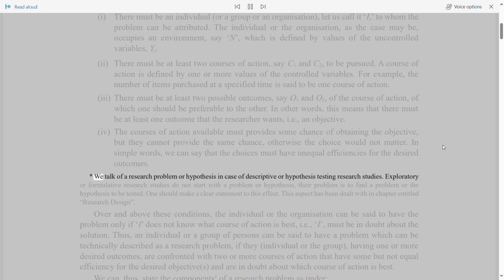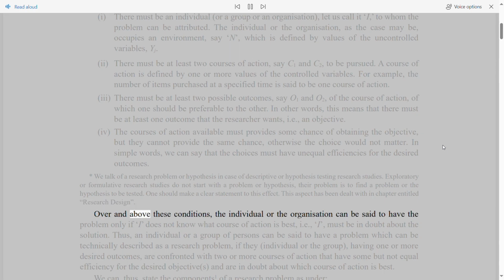We talk of a research problem or hypothesis in case of descriptive or hypothesis testing research studies. Exploratory or formulative research studies do not start with a problem or hypothesis. Their problem is to find a problem or the hypothesis to be tested. One should make a clear statement to this effect. This aspect has been dealt with in the chapter entitled Research Design.